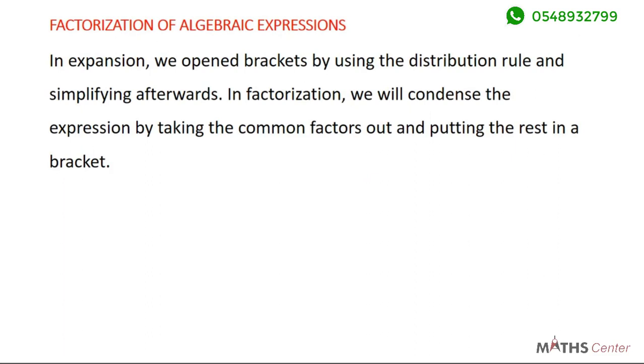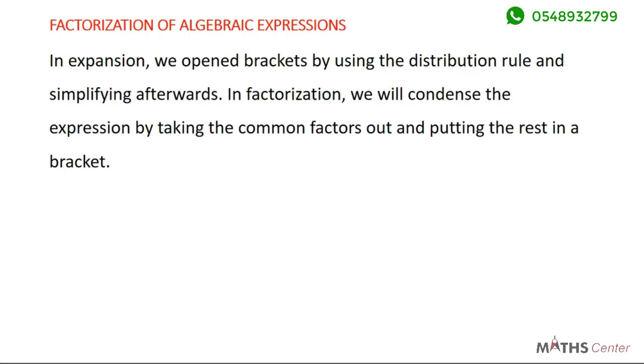In expansions, we open brackets by using the distributive rule and simplifying afterwards. So we saw in the previous video that when you have two binomials and you are multiplying them, you use the distributive rule by distributing what is in the first bracket over what is in the second bracket. Then after the multiplication, you simplify.